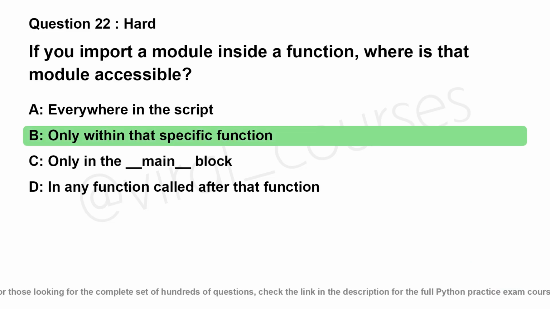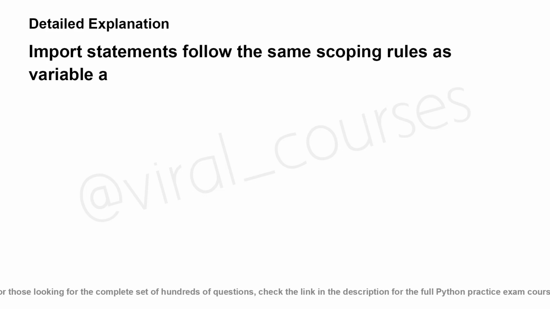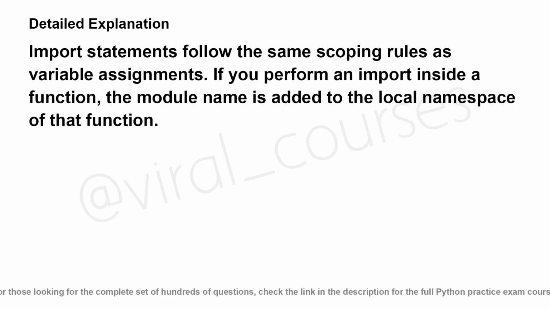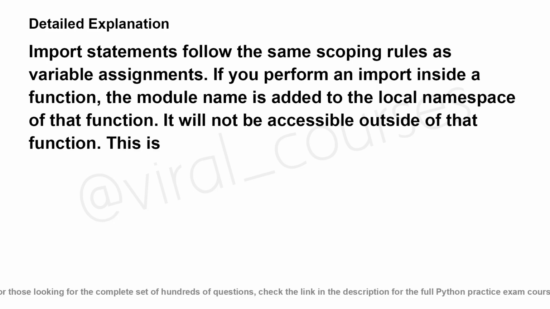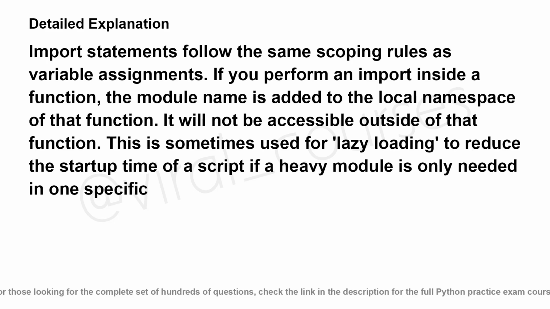The correct answer is B. Import statements follow the same scoping rules as variable assignments. If you perform an import inside a function, the module name is added to the local namespace of that function. It will not be accessible outside of that function. This is sometimes used for lazy loading to reduce the startup time of a script if a heavy module is only needed in one specific, rarely used function.